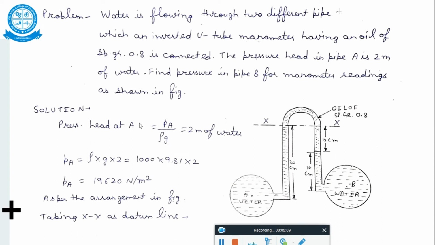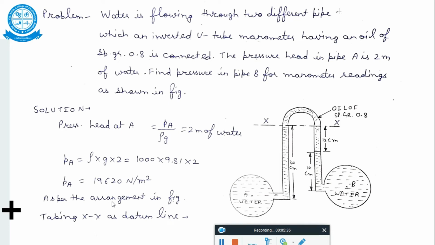So actually PA is equal to rho G H. H is already given, so the equation will be PA divided by rho G equals 2 meter of water. From that we will get the equation for PA: PA is equal to rho into G into 2. Rho G value for water is 1000 multiplied by 9.81 into 2. So from that we can get the value for PA. Pressure at point A is 19620 Newton per meter square.